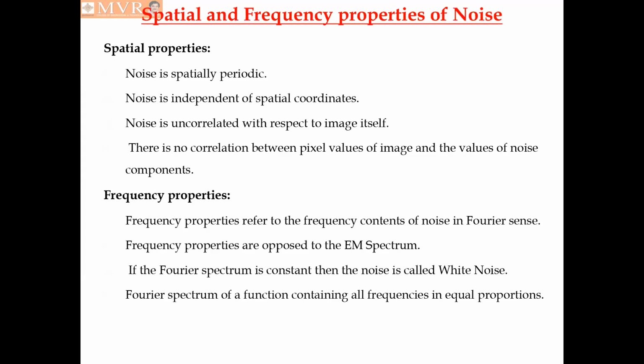Whereas in case of frequency domain, frequency properties refer to the frequency content of the noise in the Fourier sense. If the Fourier spectrum is constant, then the noise is called white noise. If the Fourier spectrum of the function contains all the frequencies in equal proportions, then the noise is called Gaussian noise.